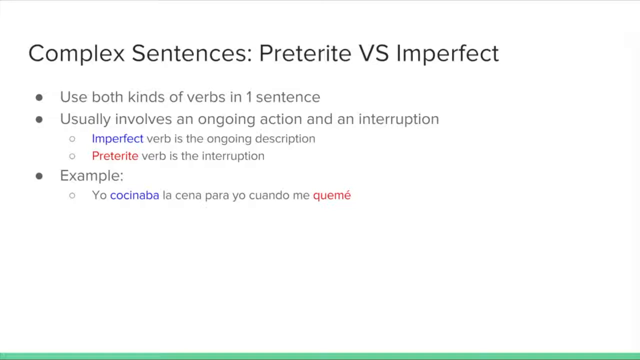An example of this is "yo cocinaba la cena para yo cuando me quemé." And it's basically stating that I was cooking my dinner when I burned myself. And obviously what was going on was that I was cooking, but then I burned myself. So that's the interruption. It interrupted my cooking.